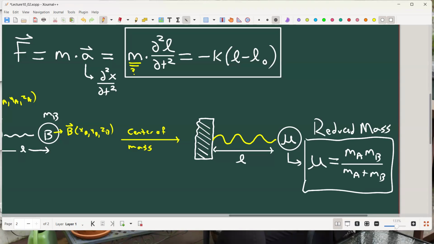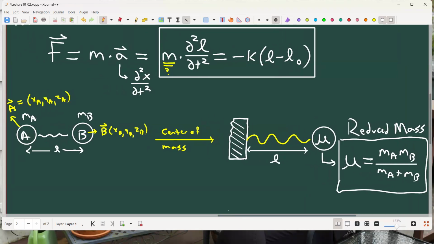I won't go into the details of how we convert between these two. I assume you saw it in Physics 101. If not, just send me an email and I'll send you some resources if you're not really clear about how we're doing this transformation. But this is perfectly valid.